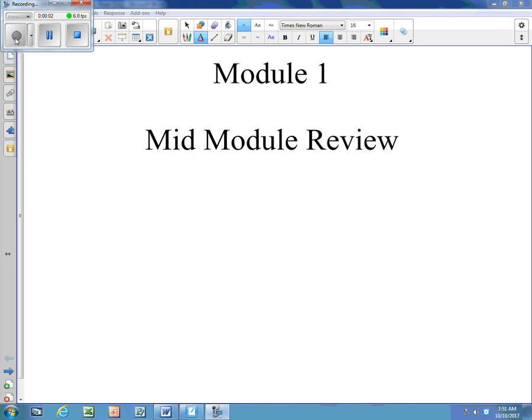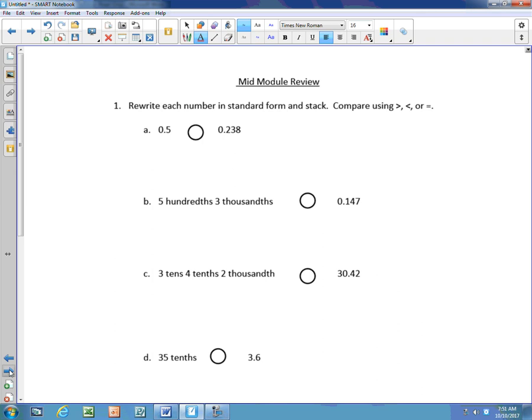This is Module 1, the mid-module review. Okay, so the first thing it says in the directions is to rewrite each number in standard form. So we have to make sure as we're solving them they are in standard form, and then we must make sure we stack them before we compare.